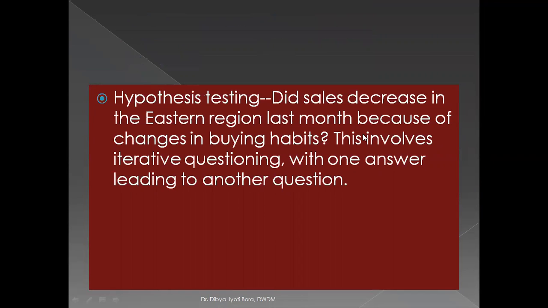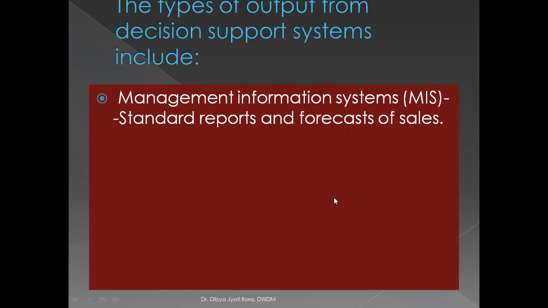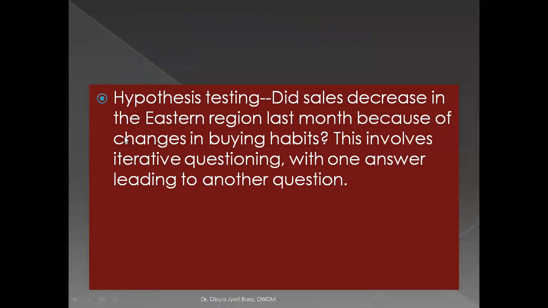So then hypothesis testing. Did sales decrease in the eastern region last month because of changes in buying habits? This involves iterative questioning, with one answer leading to another question. Then model building. So what are they actually? These are the types of output from decision support system that we have used in MIS. In hypothesis testing also, we are using the decision making process output from DSS.